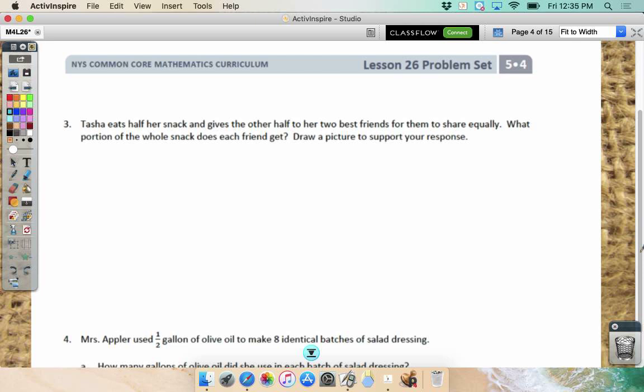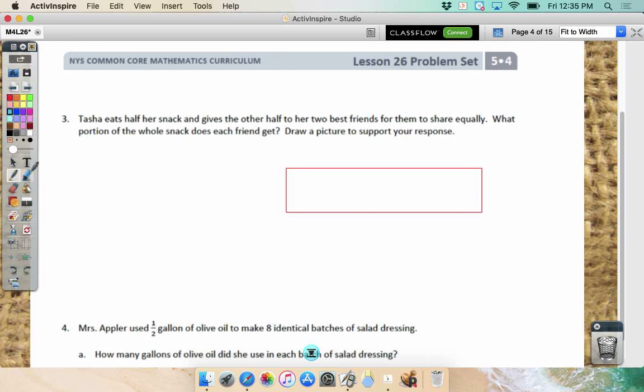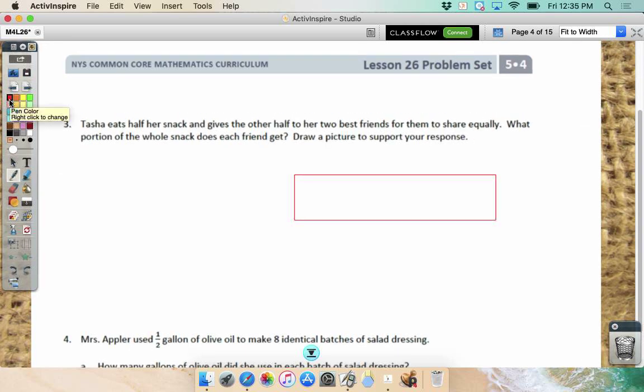Tasha eats half her snack and gives the other half to her 2 best friends for them to share equally. What portion of the whole snack does each friend get? Draw a picture to support your response. So I'm going to go ahead and make a tape diagram. Okay, and what is my fraction here? Thirds.